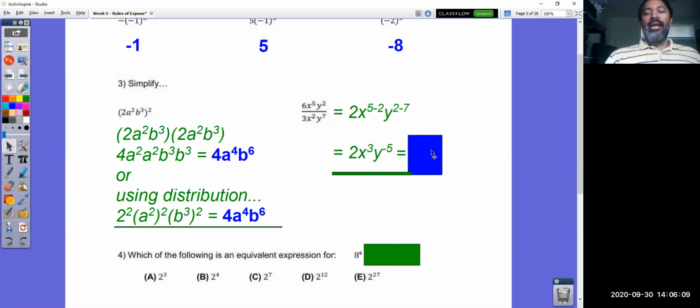I will typically ask you to write your final answer with positive exponents. We will use the negative exponent property here to rewrite this y, which is in the numerator, in the denominator, which then changes the sign on the exponent from negative to positive.